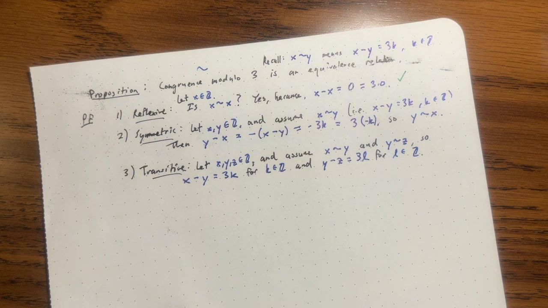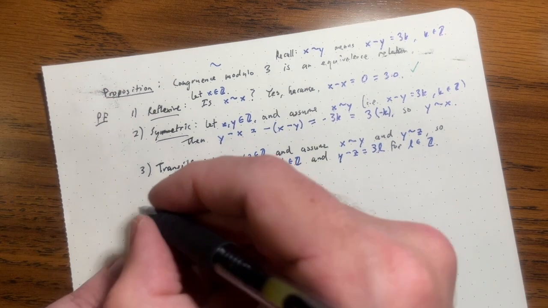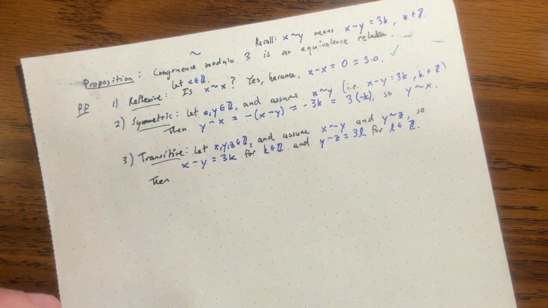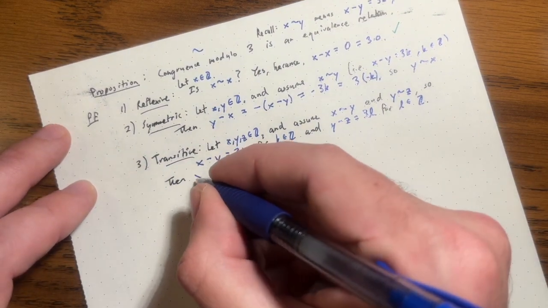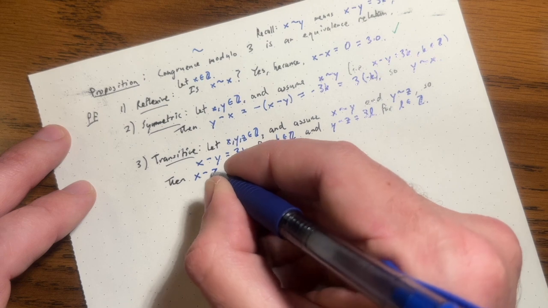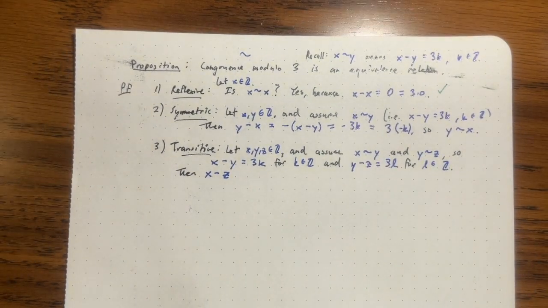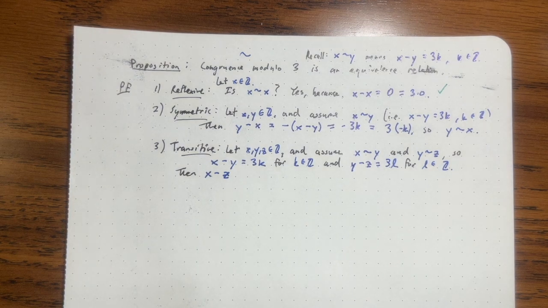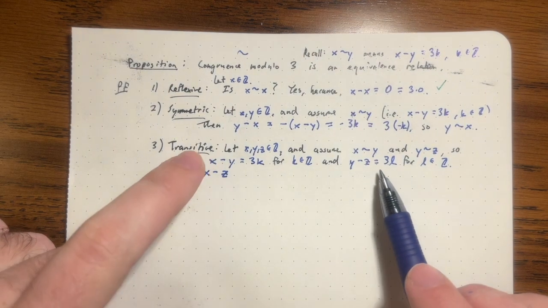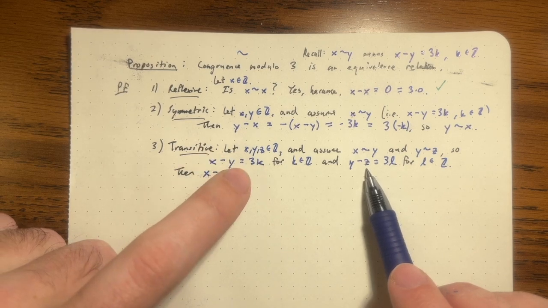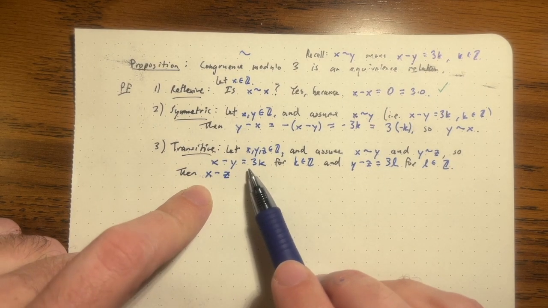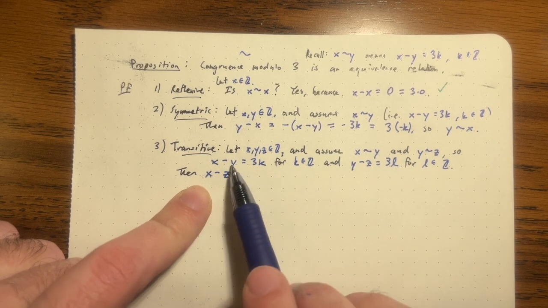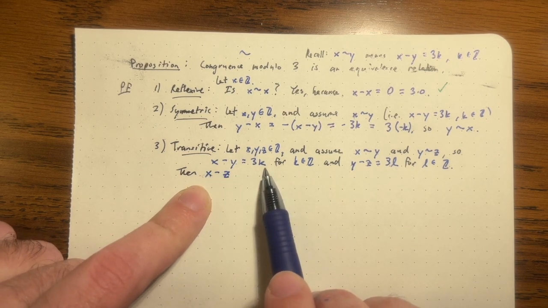Right? What do I want to show? I want to show x is related to z. So I want to show x minus z is a multiple of 3. And this one's actually a bit fun, so it's not super obvious. Why is x minus z a multiple of 3? Well, I need to use these facts somehow.